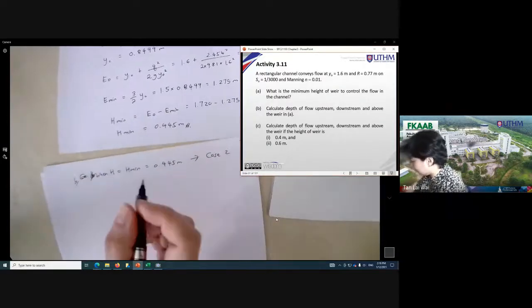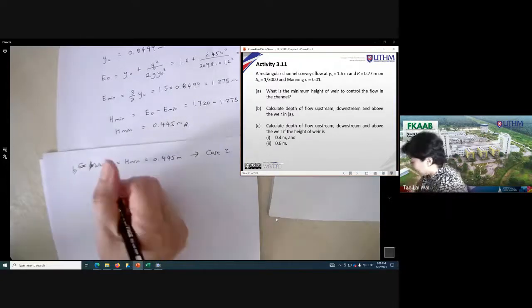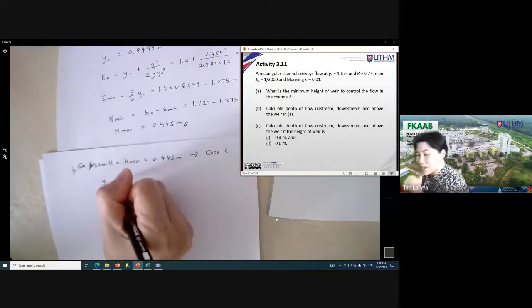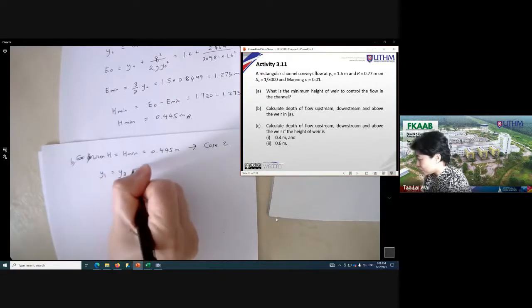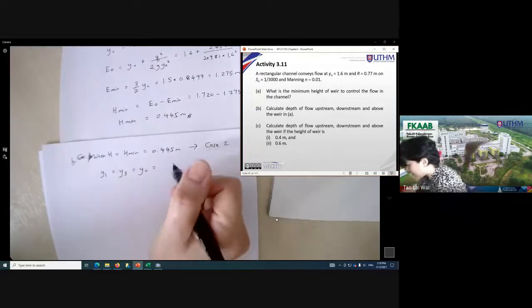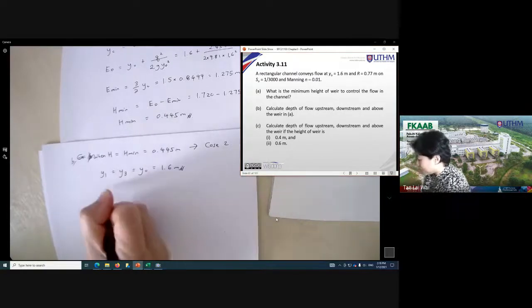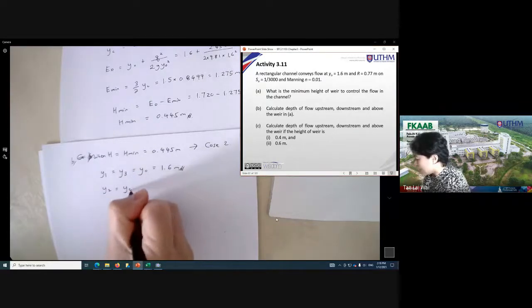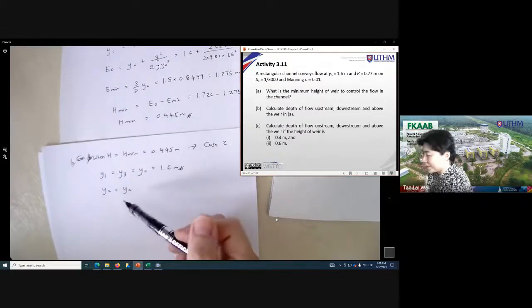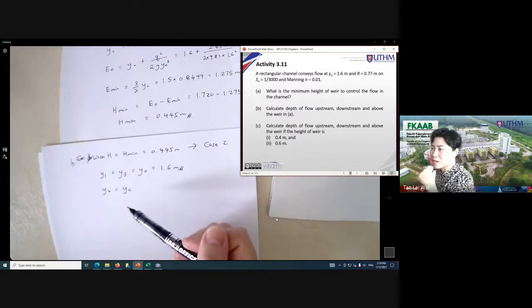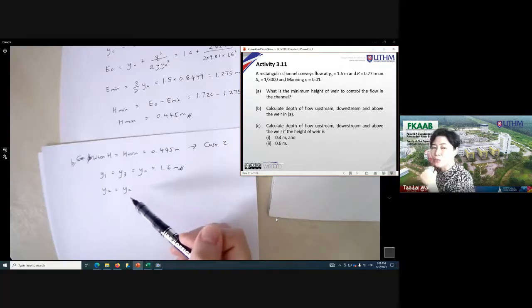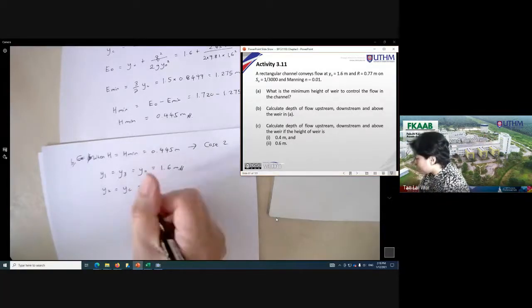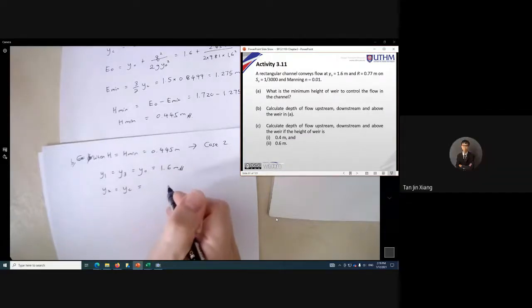Then, for case 2, who can remember what is our Y1, what is our Y3, and what is our Y2? For case 2, Y1 equals Y3 equals Y naught. And in this case, our Y naught is 1.6 meter. Now, for case 2 also, Y2 equals YC. Remember the definition of H min is the minimum height of weir that will cause critical flow to occur above it. So therefore, for case 2 and case 3, Y2 is equal to YC.